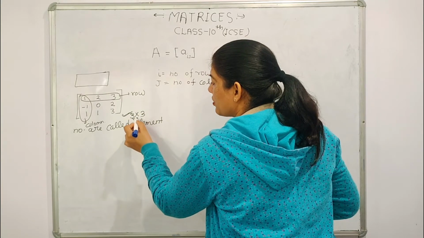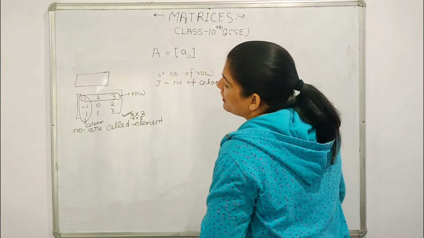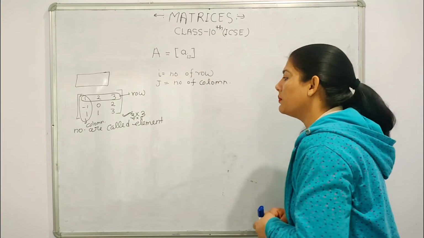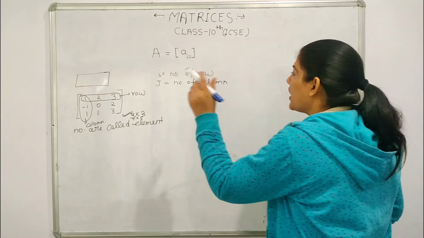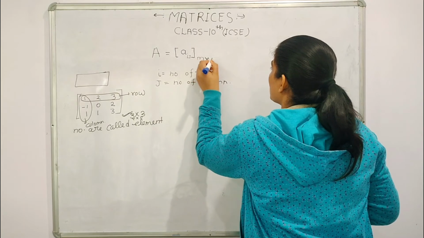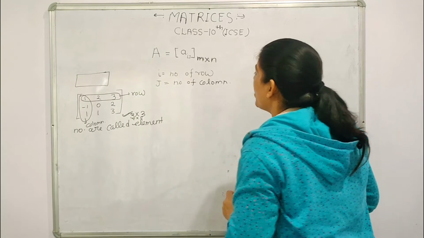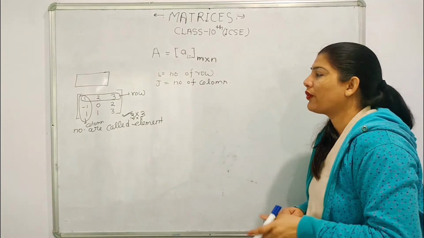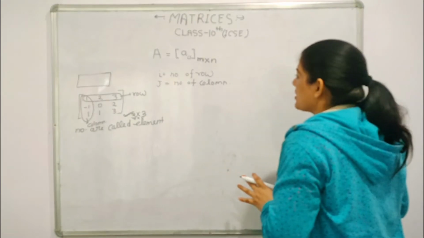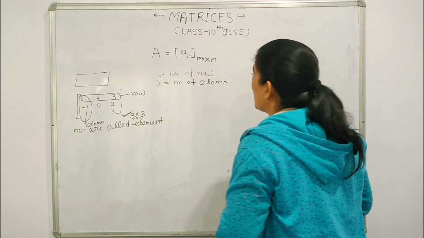Here the order is 3 by 3, number of rows into number of columns. So there are 3 rows and 3 columns, so the order of the matrix is 3 by 3. If we don't know the order of the matrix, then generally you write it as m by n, where m is the number of rows and n is the number of columns. So this is the representation of a matrix.